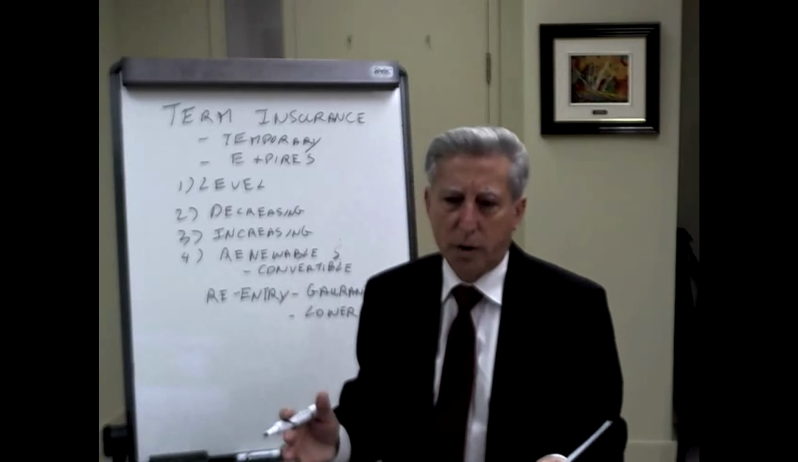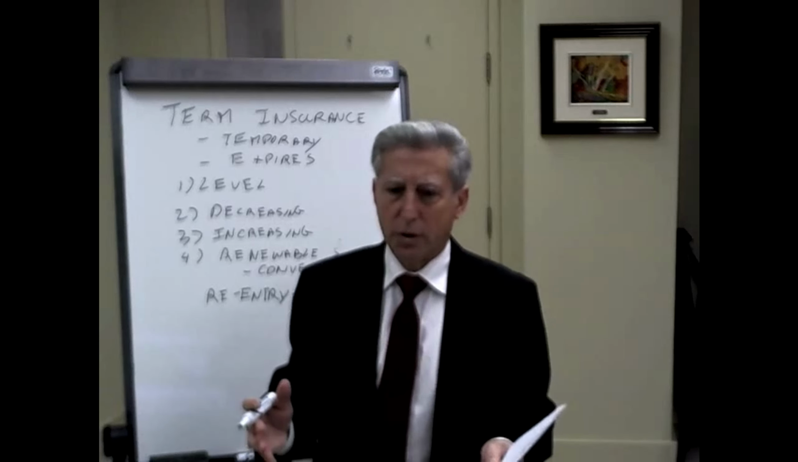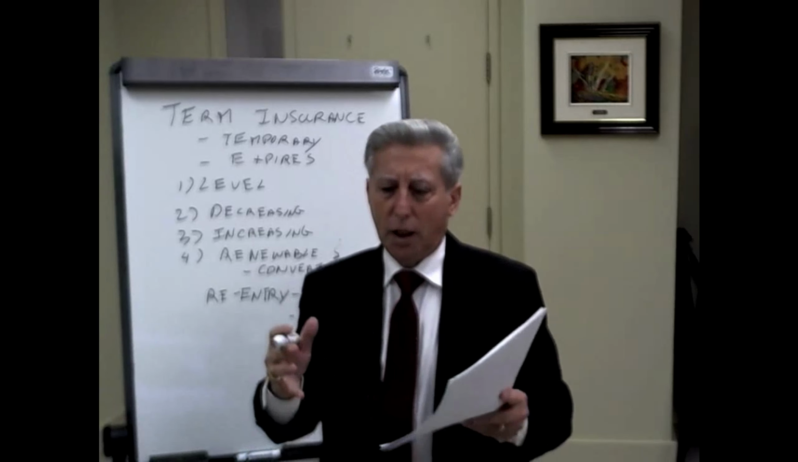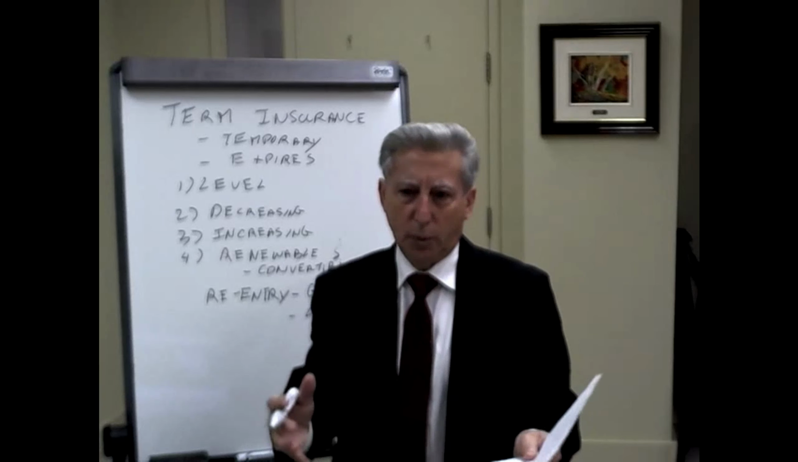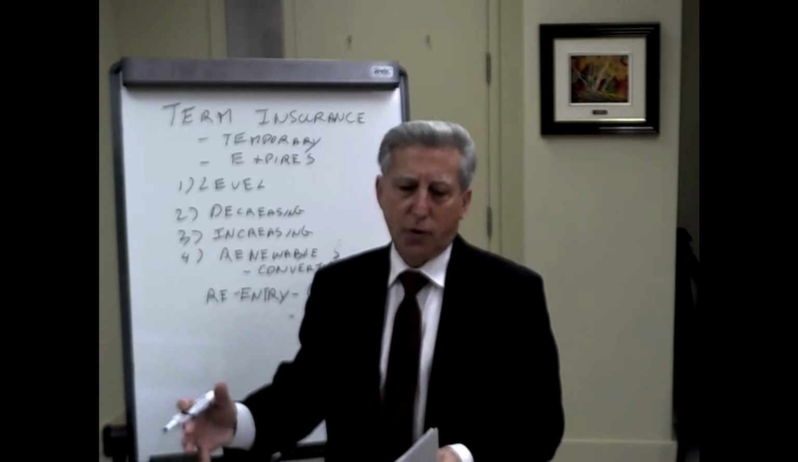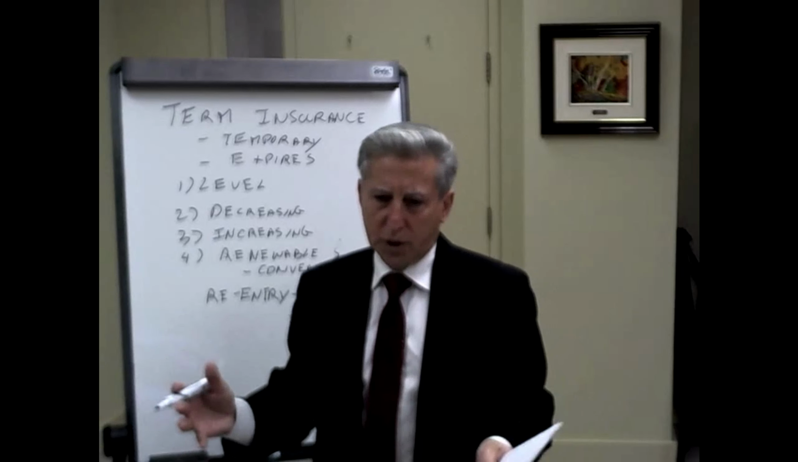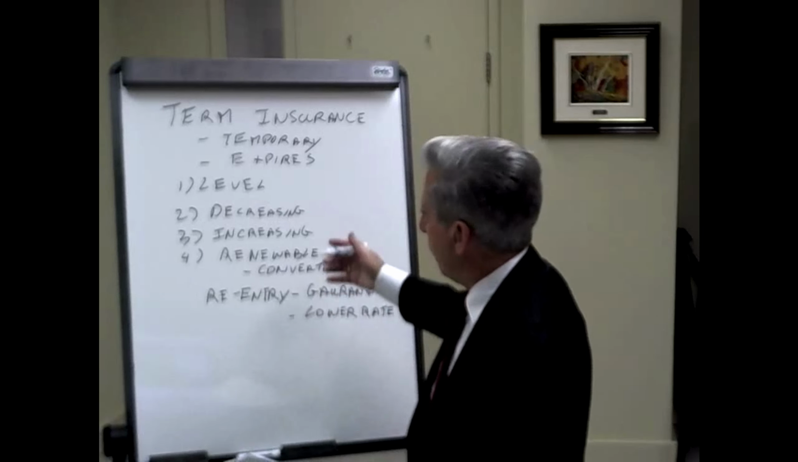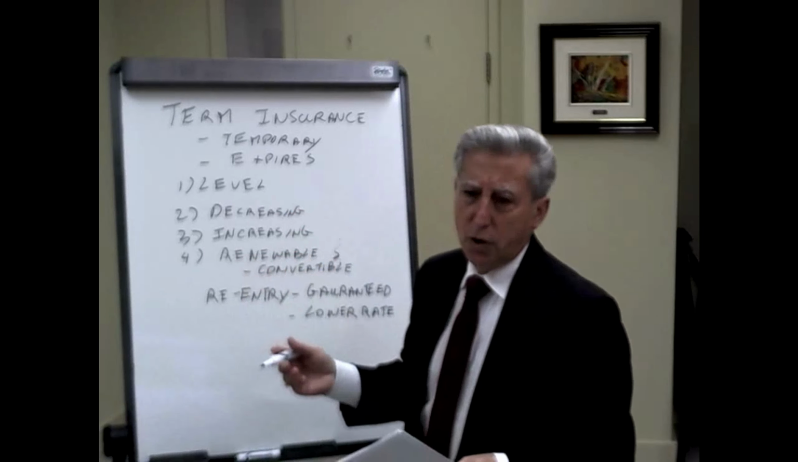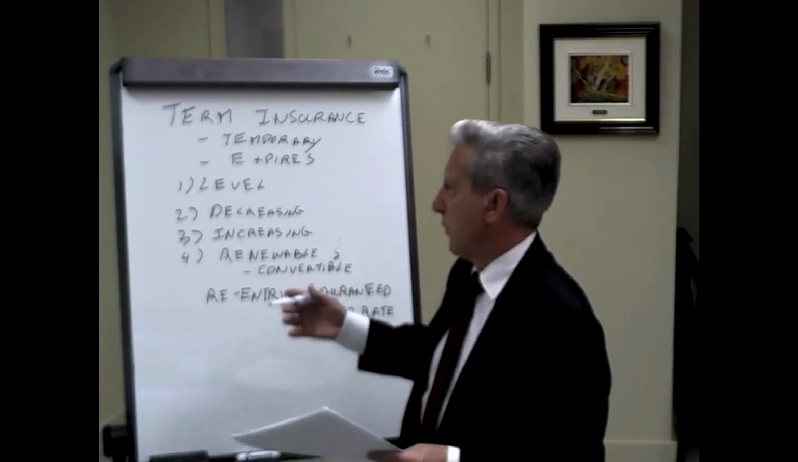So essentially, term insurance, you might say, is almost like car insurance on your body. Should you die during a term period, they'll pay, and should you die after that period, then they won't pay. And of course, there's no cash value. There are 4 different kinds of term insurance products out there today.